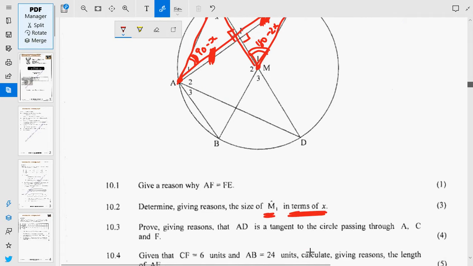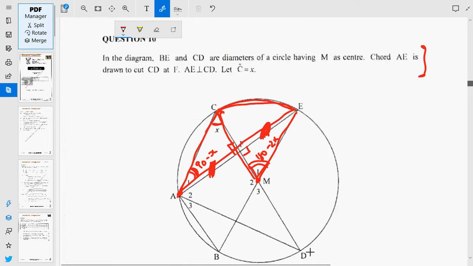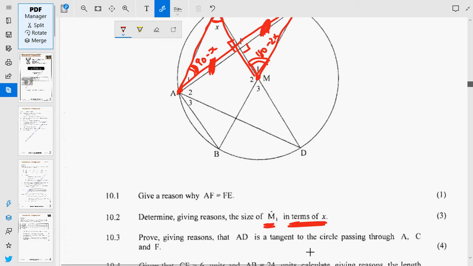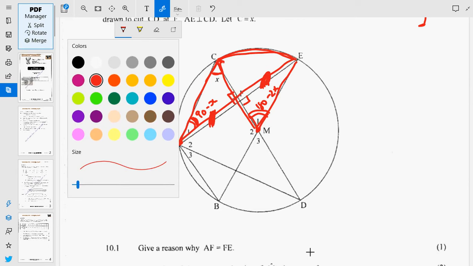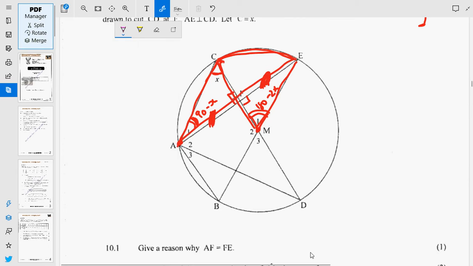The next question they're asking us here is to prove, giving reasons, that AD is a tangent to the circle passing through A, C, and F. So what have we got here? Let me use a different color because I don't want to confuse people. So we want to prove that AD is a tangent to the circle passing through A, F, and C.